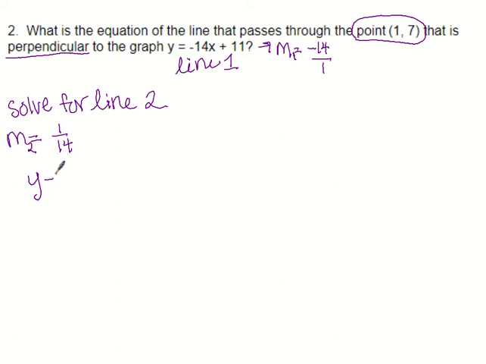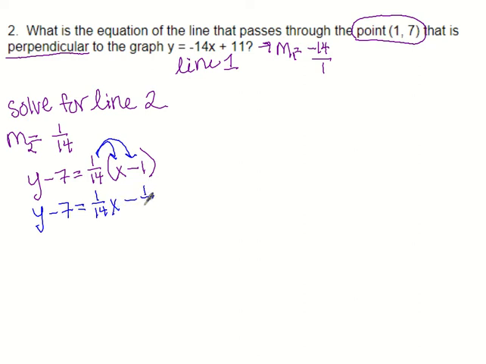So we're going to go y - 7 = 1 over 14, parentheses, x - 1. So again, we're going to distribute. We're going to get y - 7 = 1/14 x - 1/14, because 1 times 1/14 is just 1/14. Then we're going to add our 7.